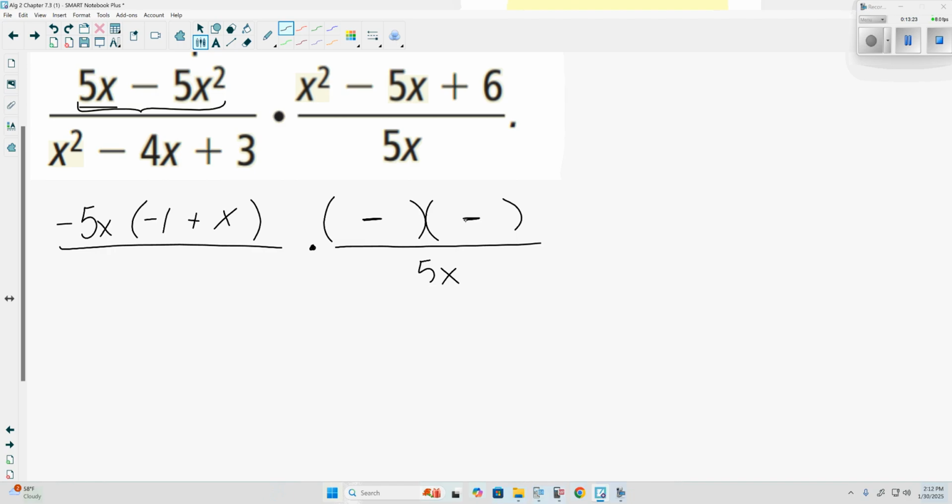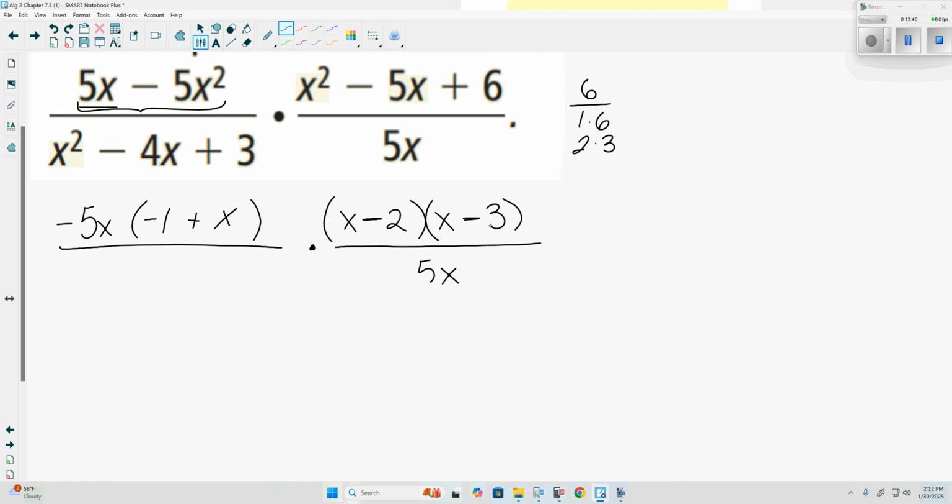Factors of x squared, x and x. Factors of 6 are 1 and 6 or 2 and 3. Which one do we want to try first? 2 and 3. We could check this here, but these are the correct factors.